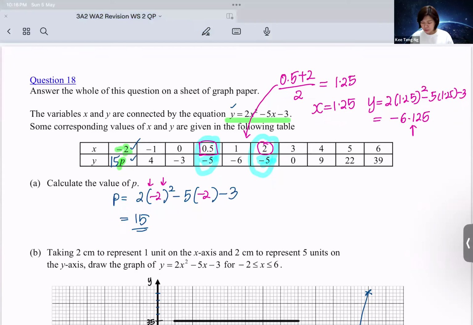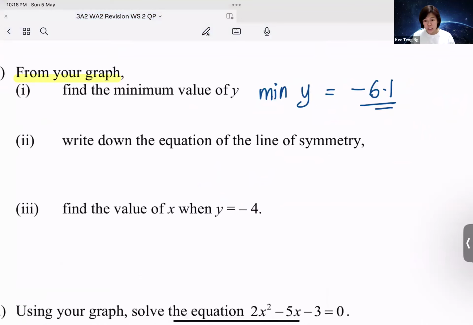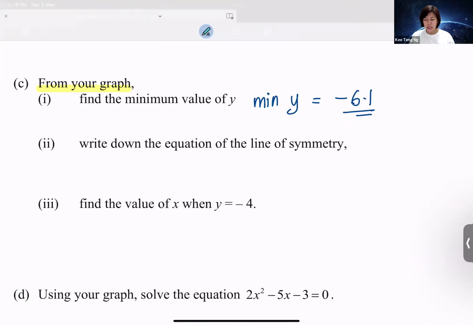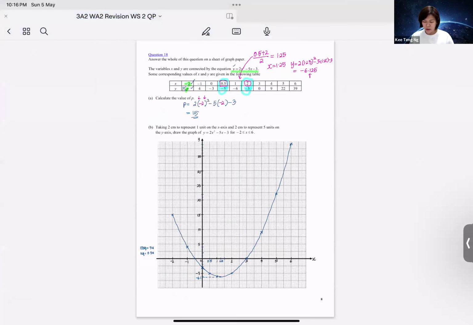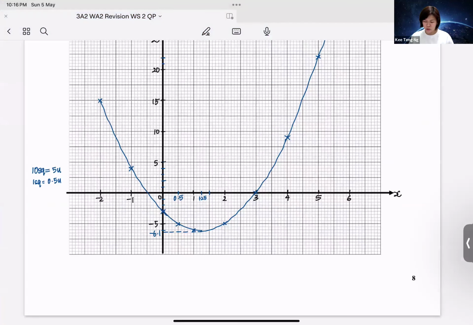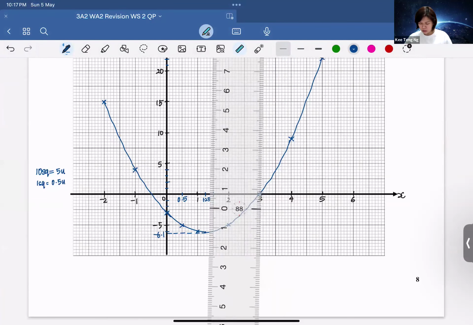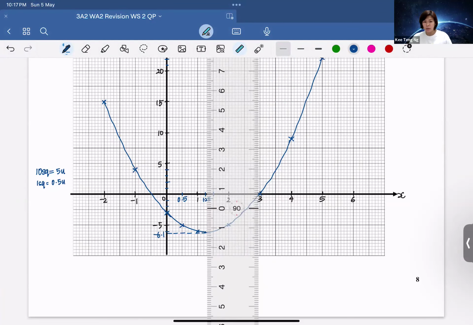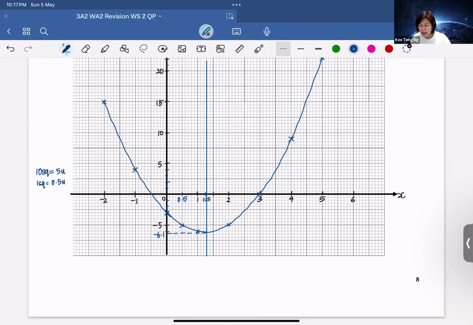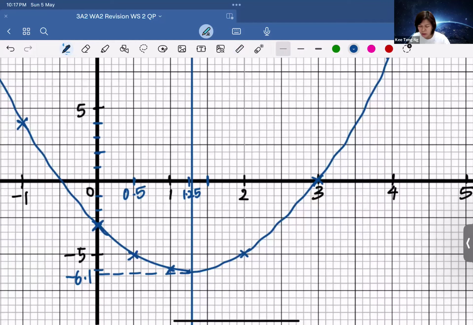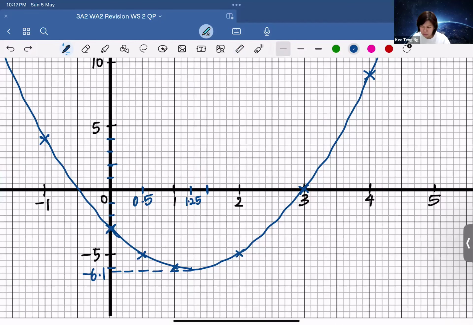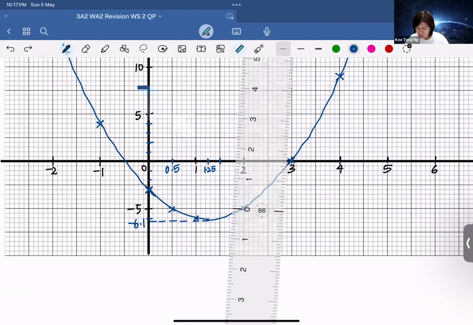All right. Next question: write down the equation of the line of symmetry. So I'm going to look at the line of symmetry. Where is this line of symmetry? This line of symmetry is right in the middle, here where we already plotted that point just now. Let me try to draw this line. Right, and that's where x is equal to 1.25. Oops, my line isn't very accurate.